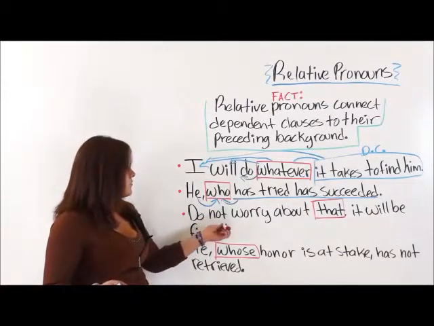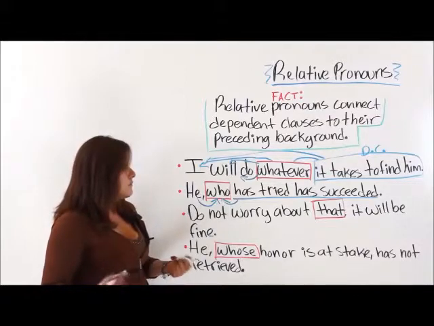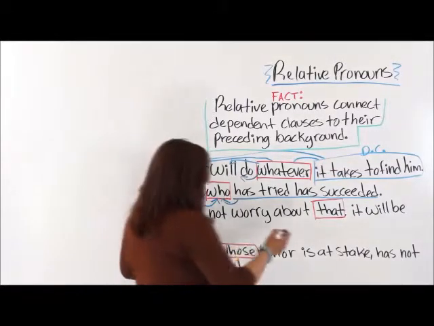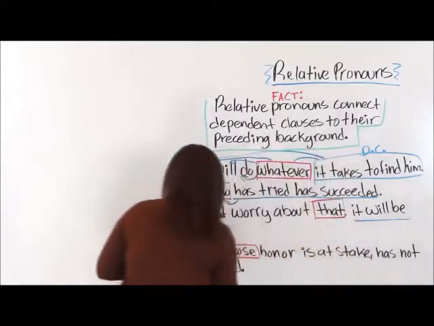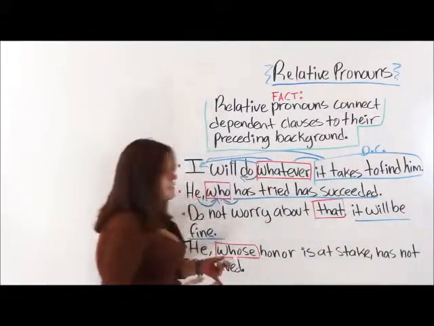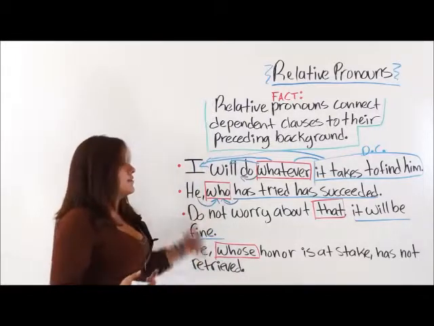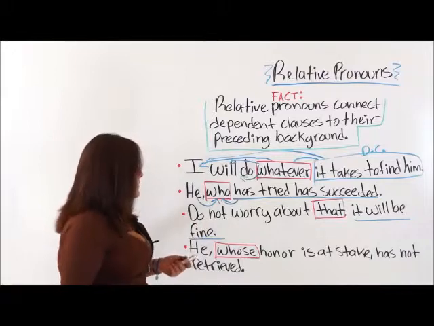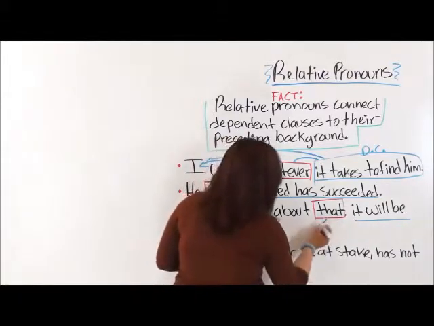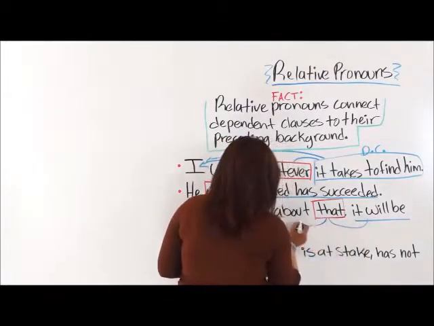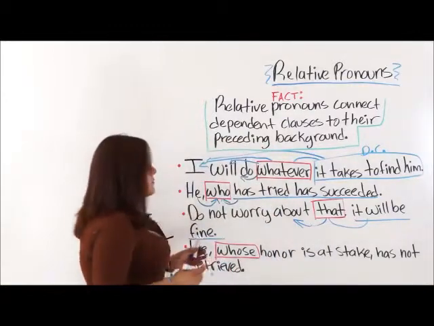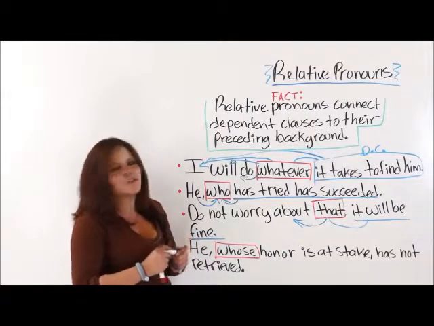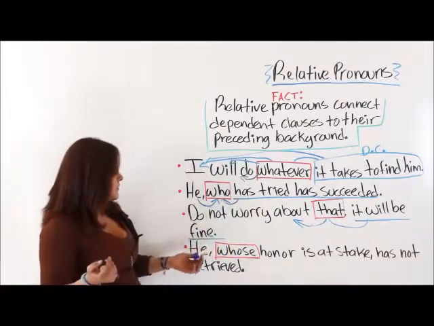And the next one says, do not worry about that. It will be fine. Again, this is an independent clause. It will be fine. But by itself, it does not make much sense. It will be fine. What will be fine? Don't worry about that. So this here connects this to this, and it makes perfect sense. So we are connecting dependent clauses to their preceding background.